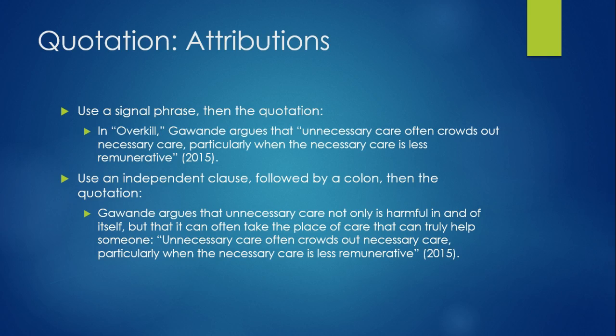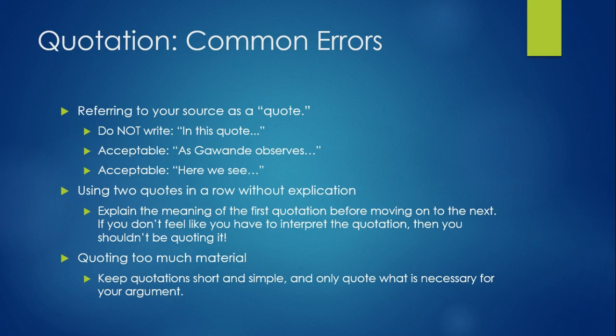Gawande argues that unnecessary care not only is harmful in and of itself, but that it can often take the place of care that can truly help someone. So there you can see the independent clause is a summary or paraphrase of the point that's to come. Now we have the quotation again. Unnecessary care often crowds out necessary care, particularly when the necessary care is less remunerative. So those are two ways that you can work them in.